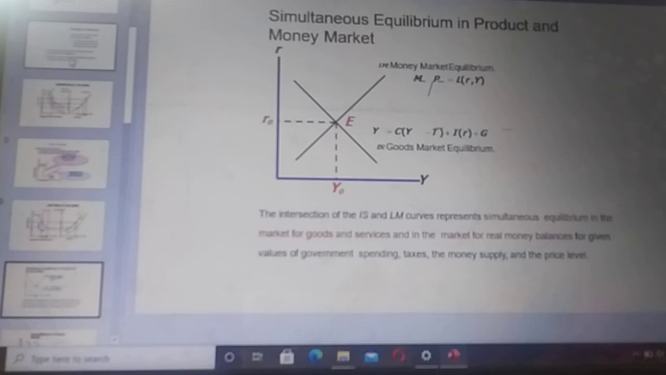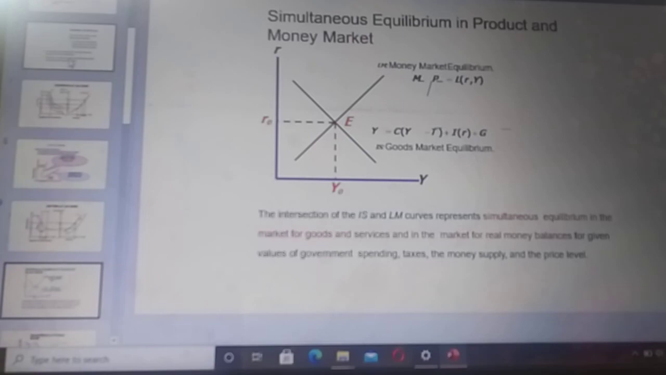That means the point of equilibrium on this graph is E, where the rate of interest was R0 and the income of the people was Y0. So this is the point of equilibrium, and this is how we find the point of equilibrium between the goods market and the money market. So this was all about the ISLM curve.